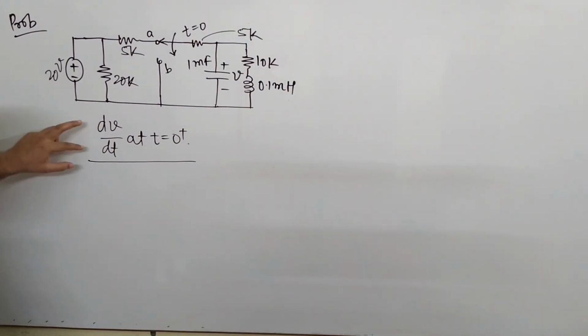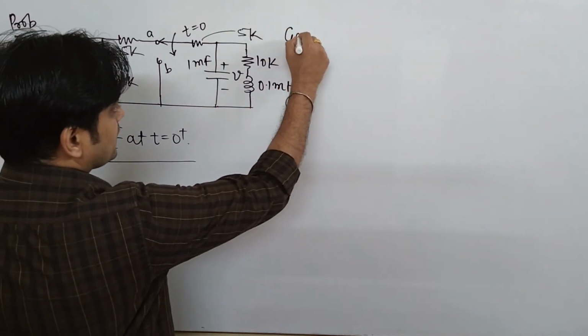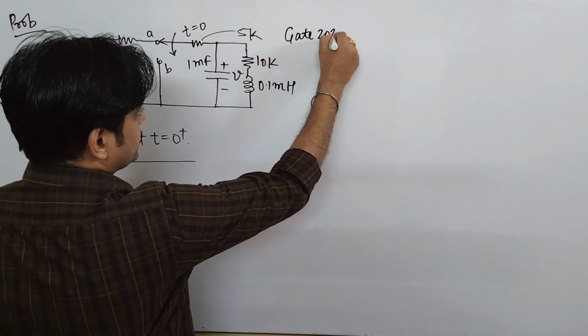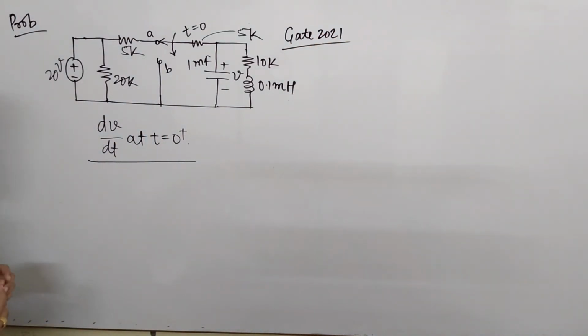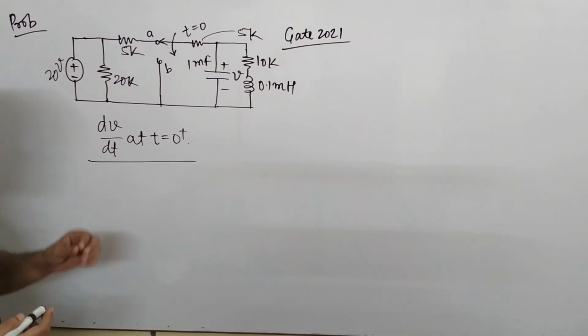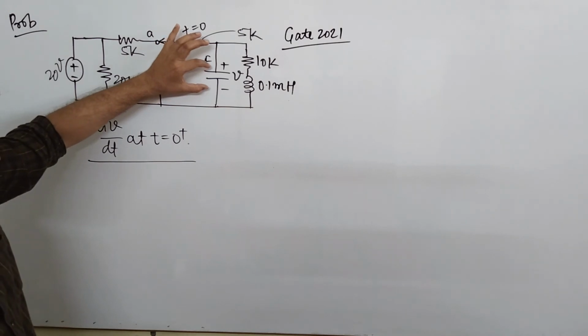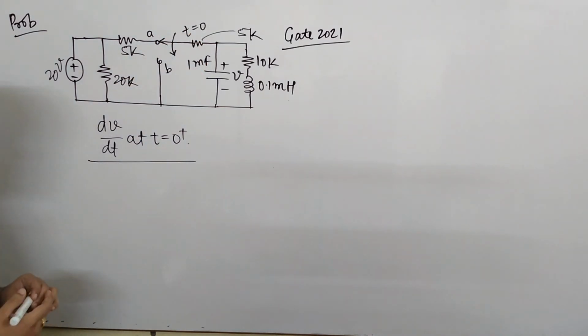In this problem you have to find the value of dv by dt at t equal to 0 positive. This problem was asked in GATE 2021. It is the latest problem and they asked that you have to find the value of dv by dt at t equal to 0 positive. What is V? V is the voltage appearing across this capacitor. So you have to find dV by dt at t equal to 0 positive.